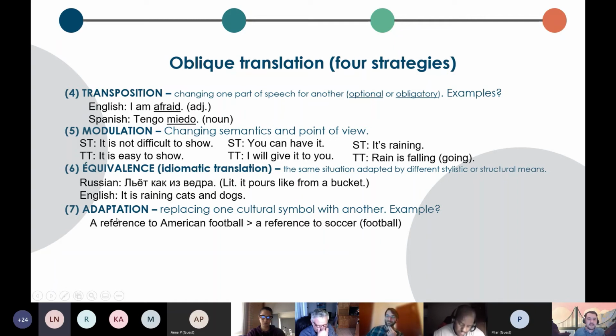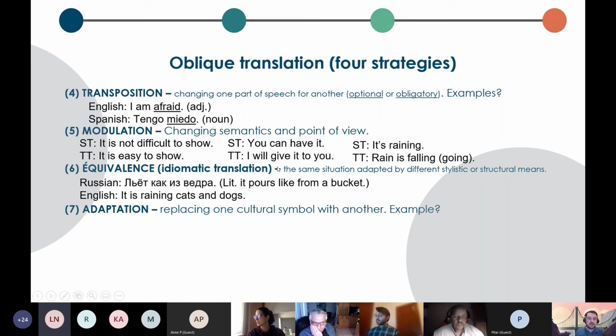And the next one is adaptation. This is an interesting one, adaptation, because sometimes you have to completely change a cultural symbol or a reference to something. So an example is a reference to American football might be switched to, in many countries, a reference to soccer.